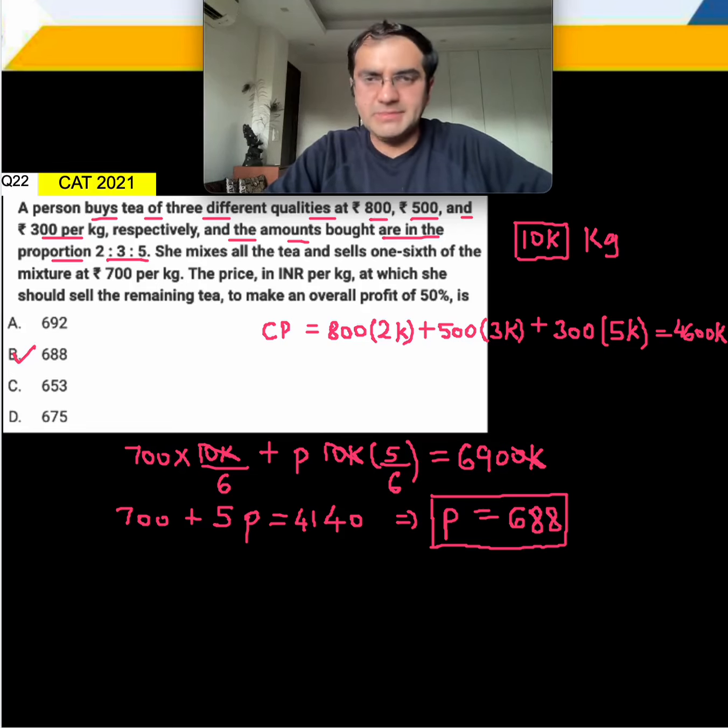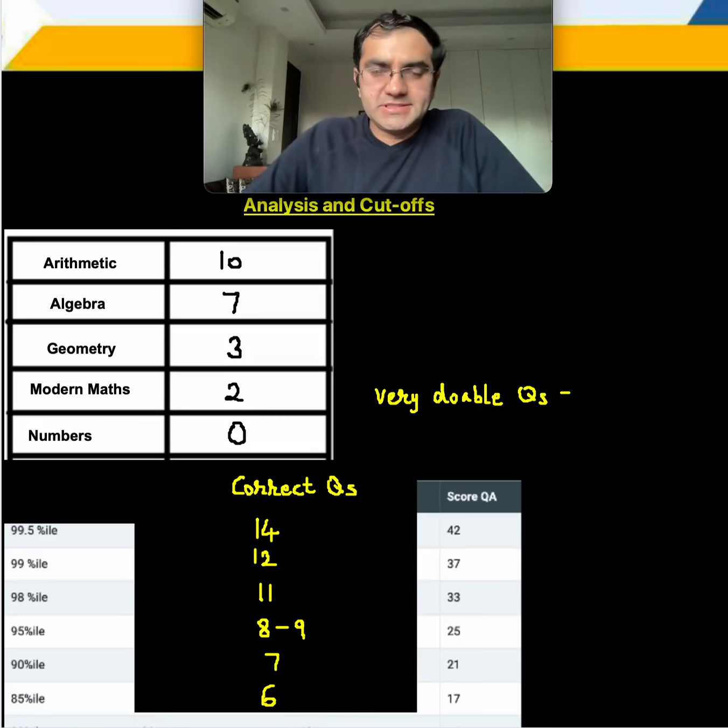The answer is option B. You should have done this in the exam. It was manageable. All right, let's come to the analysis and cutoff discussion for CAT 2021 Quant Slot 2.